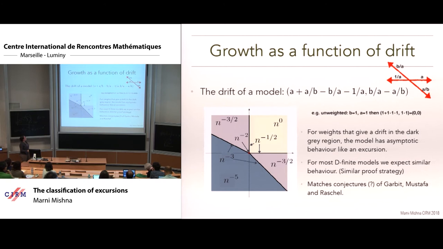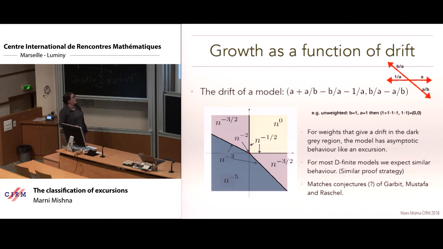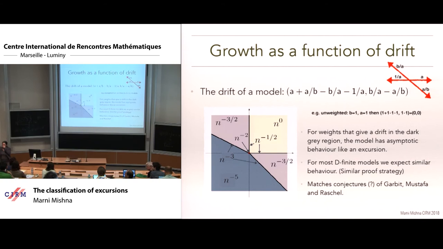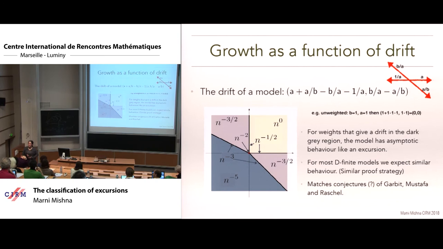But what is very interesting is that in this region here, I'm behaving like an excursion. So if I really want to understand something about my walk, maybe what I could do is put weights on it, make it behave like an excursion, and then go back to my understanding of excursions. Yes, sir. Or yes, ma'am. Sorry, what do you mean by behave like an excursion? The asymptotic growth looks like the excursions for that model.